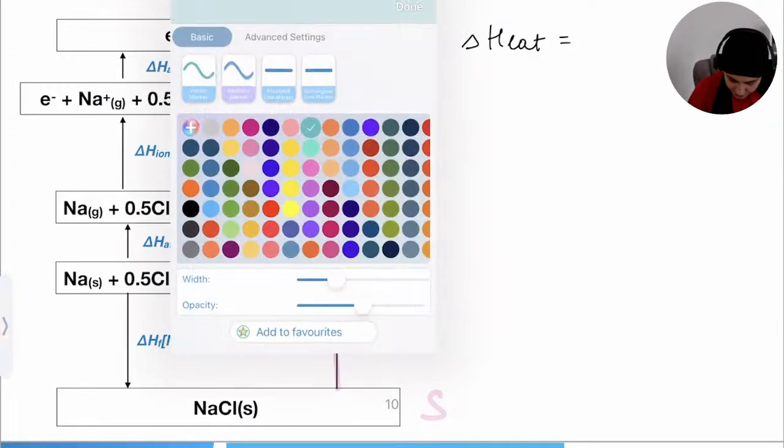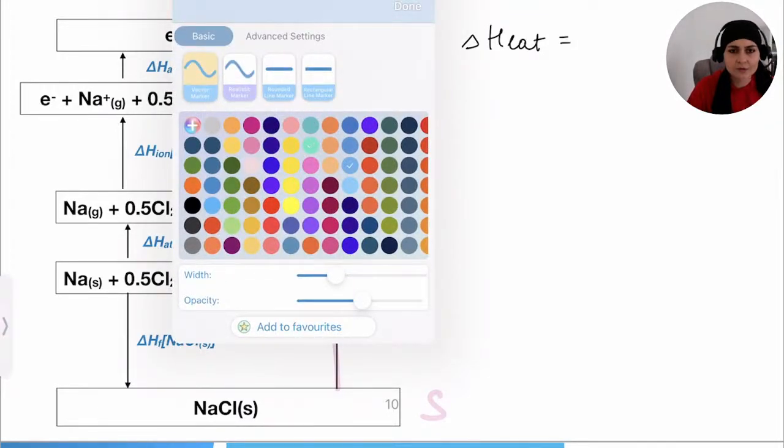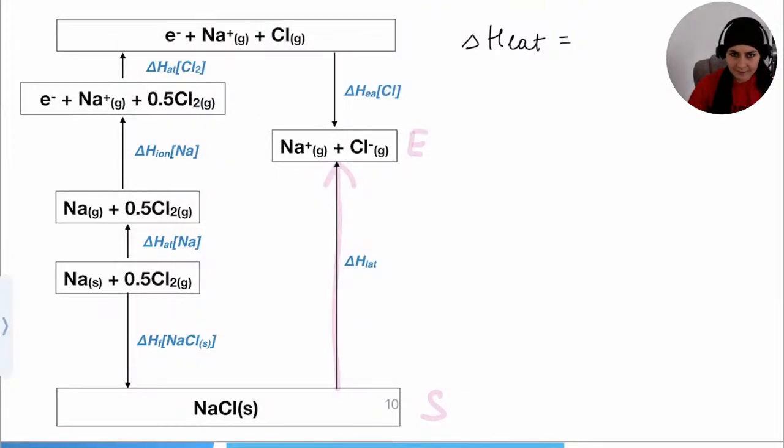Which color should I choose? So many colors, you can never choose. I want to choose the one that looks good on screen, but I'm not sure.